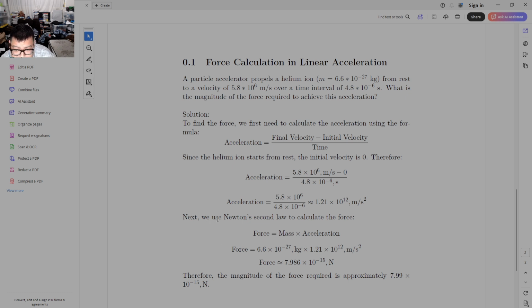Okay, so now we're going to use Newton's second law that says that force equals mass times acceleration. Now we have the acceleration and we have the mass. All we have to do is plug in those two quantities, and we're going to get a force that is approximately 7.986 times 10 to the negative 15 newtons. So that's the magnitude of the force that is required to achieve the acceleration, which is 1.21 times 10 to the 12 meters per second squared.